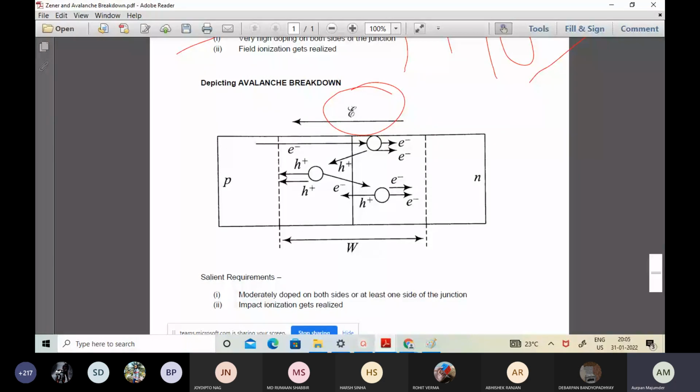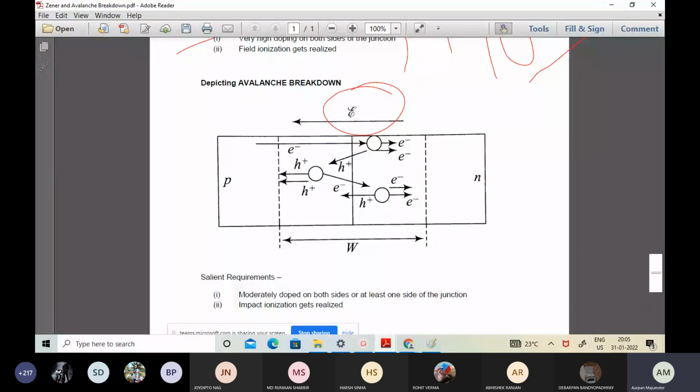Below 8 volts, whenever you are having a kind of a breakdown, it is a combination of Zener with avalanche. What I mean to say is, avalanche is slowly trying to get into the picture. Zener is dominating. Till 8 volts, Zener will dominate. Beyond 8 volts, Zener has got no information.